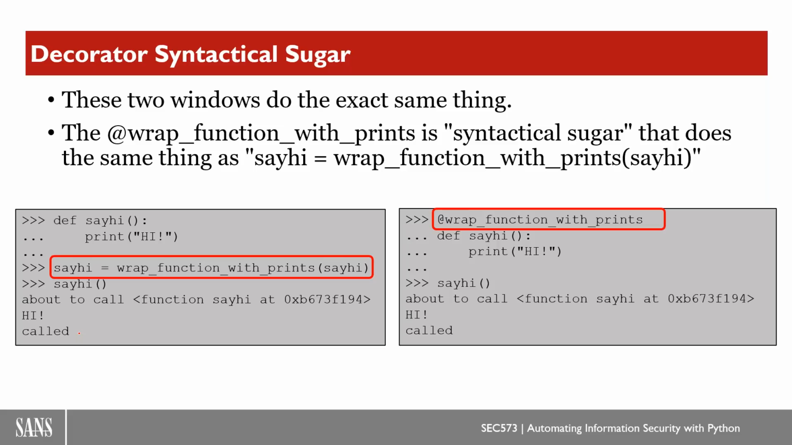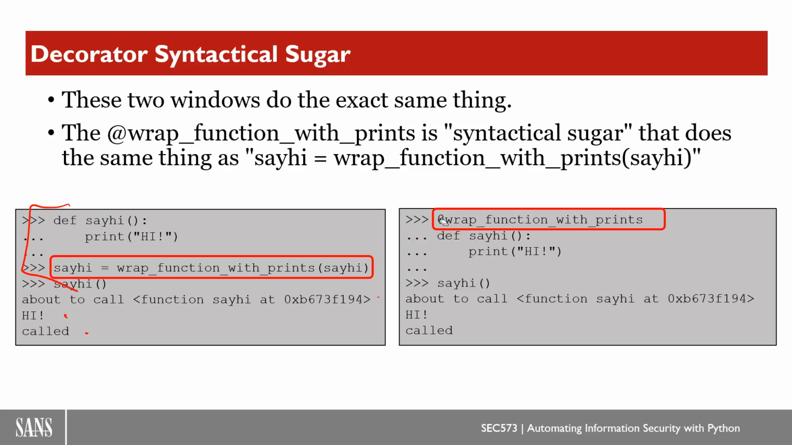Over here on the left, we see what we did on the previous slide. We create this function called say hi, and then we're going to overwrite the say hi function with the wrapped version of say hi. And we can see that now say hi is decorated with our two print statements. Another way that I could do these two lines here is I could do this. If I just put @wraps function with prints in front of this say hi function, then this does this.